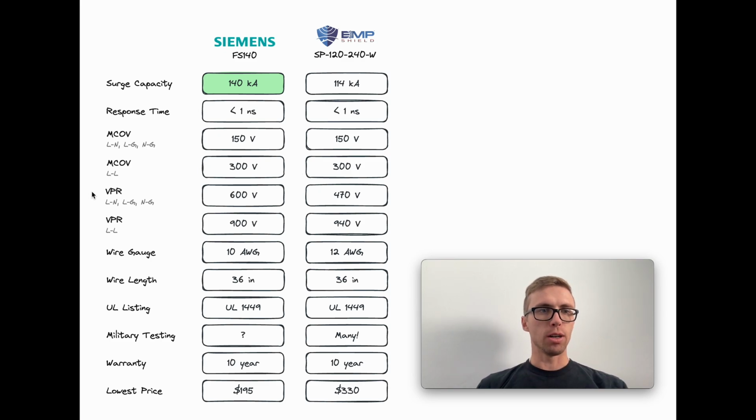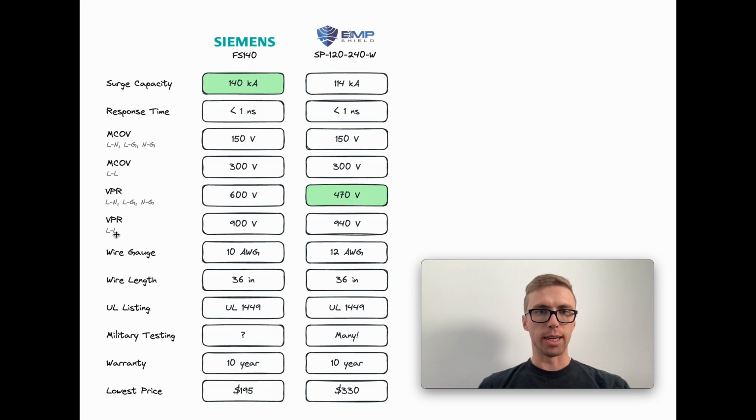For the VPR, or the voltage protection rating, this is essentially the maximum voltage that it will allow on that line during a surge. For the Siemens FS140, we have 600 volts, and the EMP Shield, we have 470 volts. So considerably lower here. For both the MCOV and the VPR, the lower the number, the better, because you don't want higher voltage than your devices can handle that are plugged in.